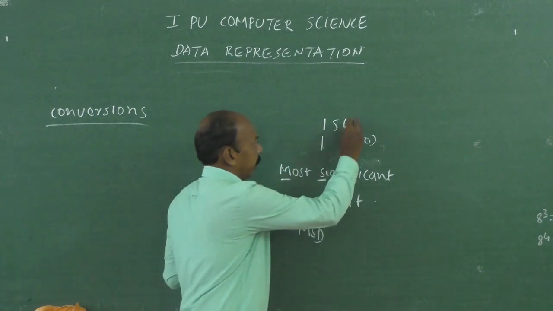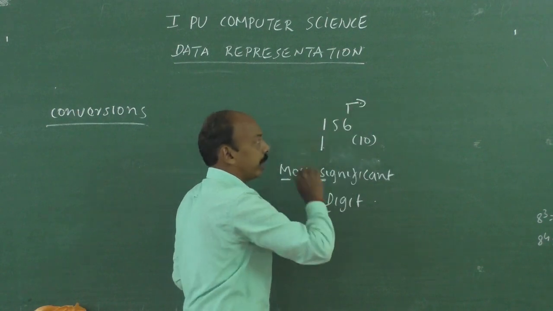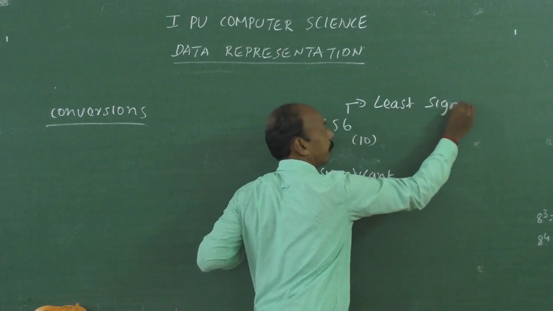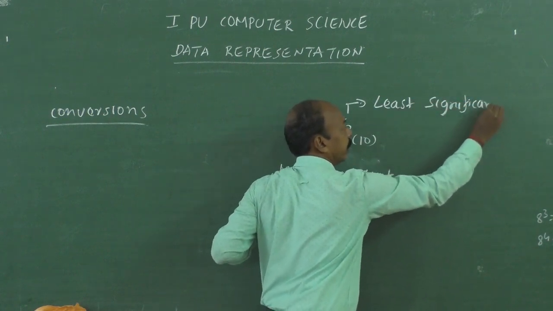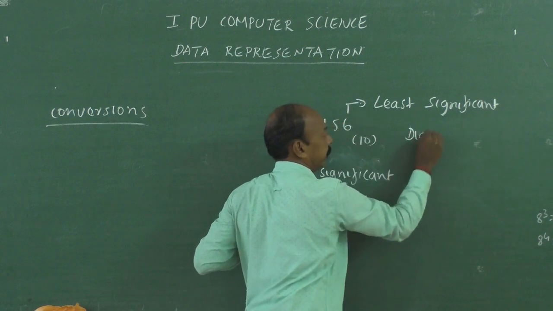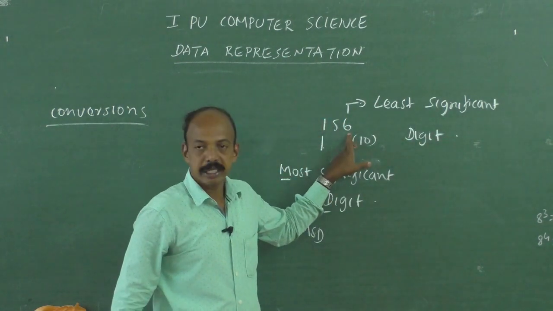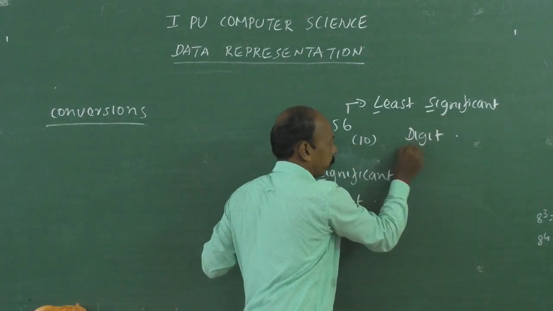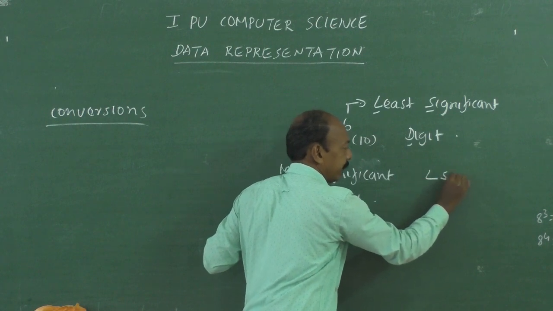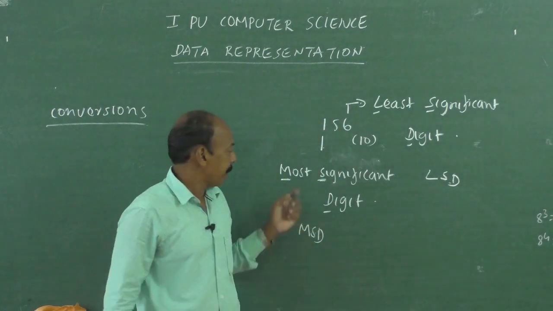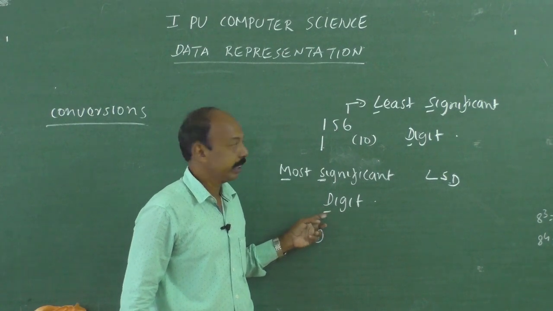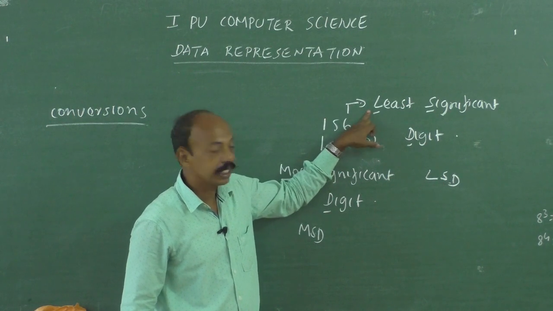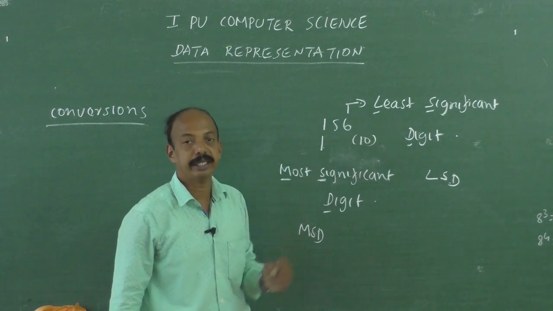Similarly, this one is called the least significant digit, because it's in the unit space. So it's also called LSD. What's meant by MSD? Most significant digit, highest power, and 6 is LSD, that is the least significant digit.